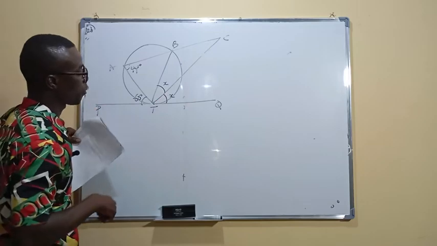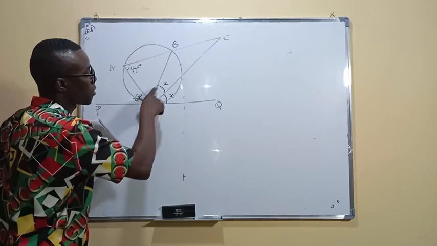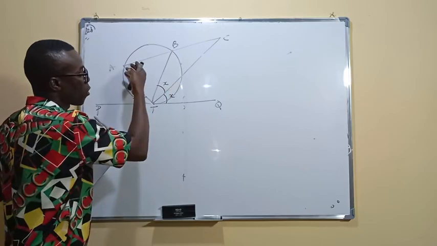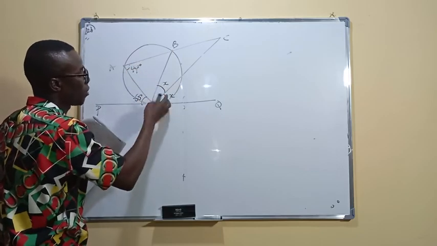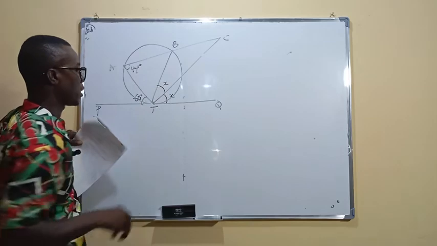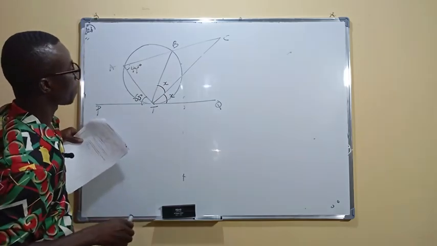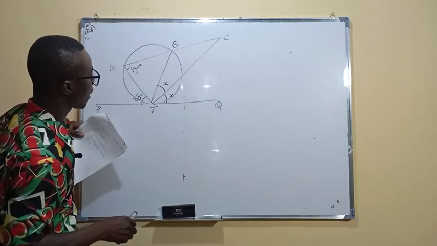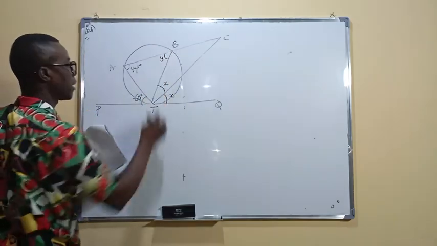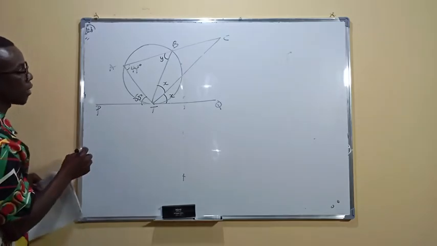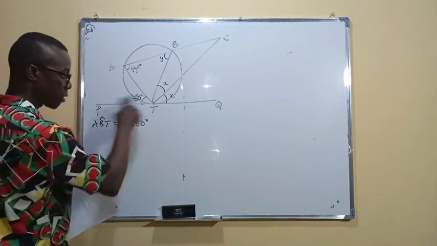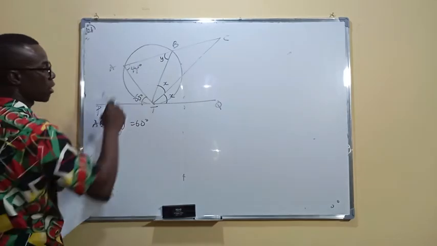Now, I would like you to know that the theorem says that the angle this chord makes with the tangent here is equal to the angle in the alternate segment. So this angle here is equal to 44. Another thing is this angle is equal to this, so I can call this Y. So I can say that angle ABT, which is equal to Y, is equal to 60 degrees. Yes, that's true.